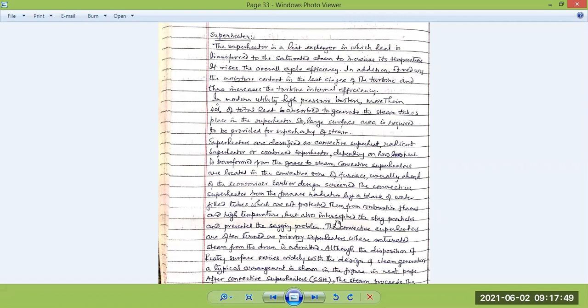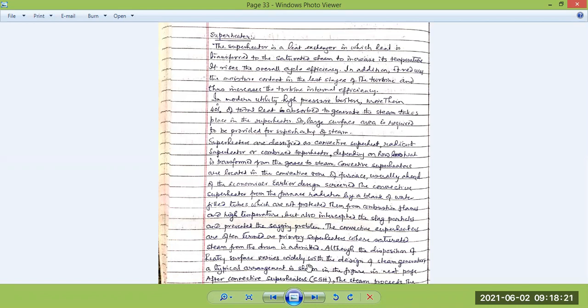Now, the convective superheaters are often termed primary superheaters, where saturated steam from the drum is admitted. It is called primary because the steam is first superheated here, and the steam generated in the drum of the boiler comes directly here. It does the superheating work from the beginning, so it is defined as the primary superheater, where saturated steam is admitted.